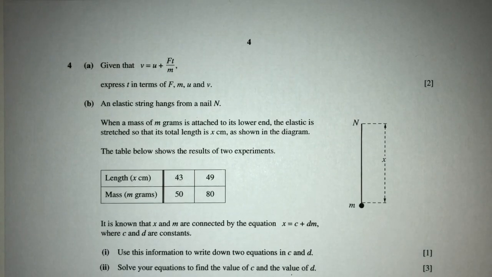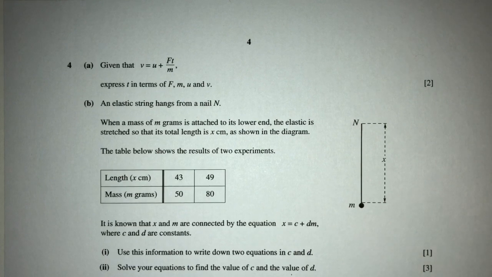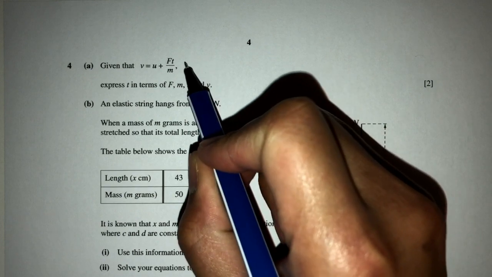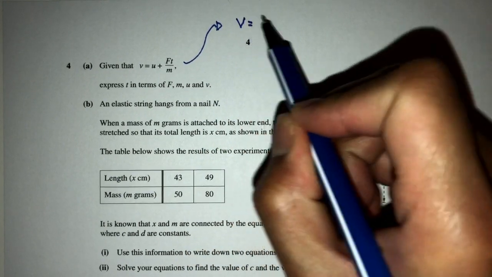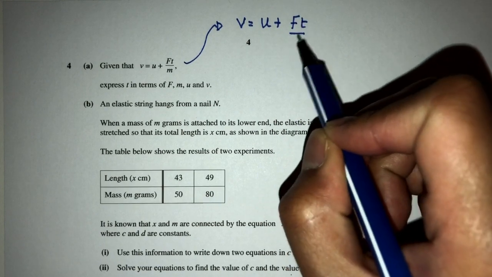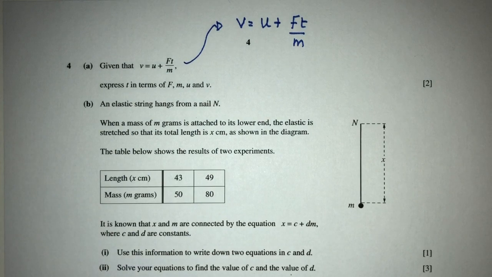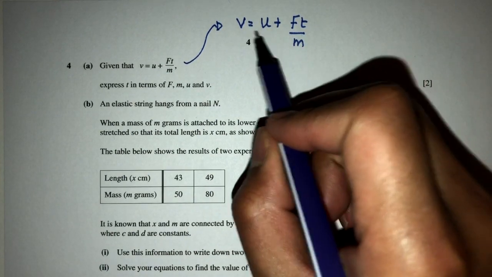Okay, so now let's move on to question number 4. Given that V is equal to U plus Ft over M, express T in terms of F, M, U, and V. So we have to make T the subject of the formula. So let me rewrite this down. Right now we have V is equal to U plus Ft over M.